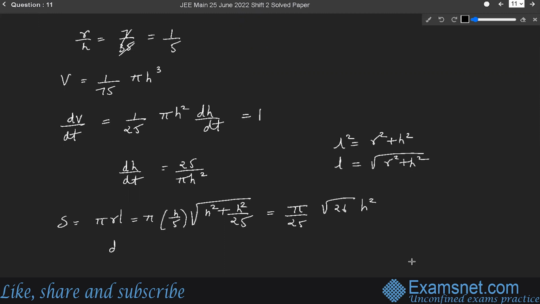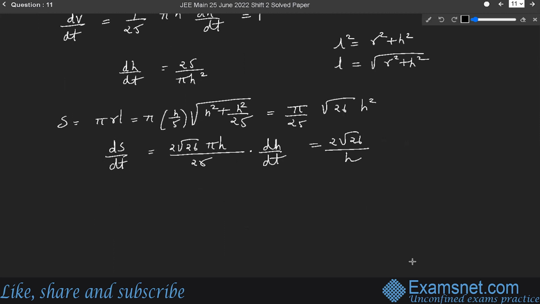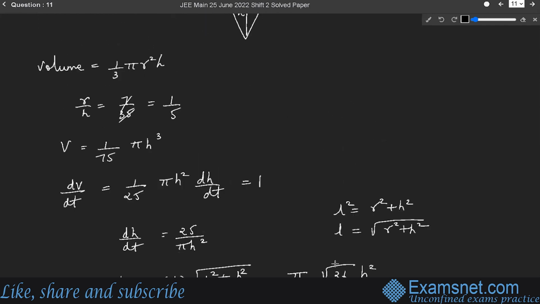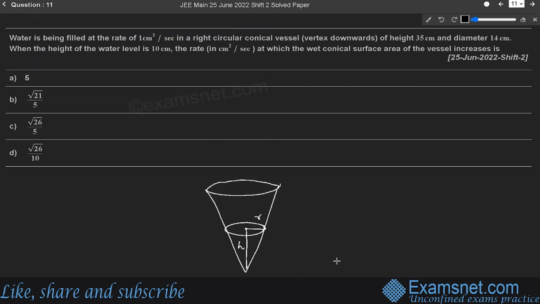Therefore, differentiating it, dS upon dt will be equal to 2 into root 26 into pi h divided by 25 into dh upon dt. So it will be equal to 2 into root 26 divided by h. So dS upon dt at h equal to 10 will be equal to root 26 divided by 5. Therefore, we can say that the correct option here is option number C, which is under root of 26 divided by 5.